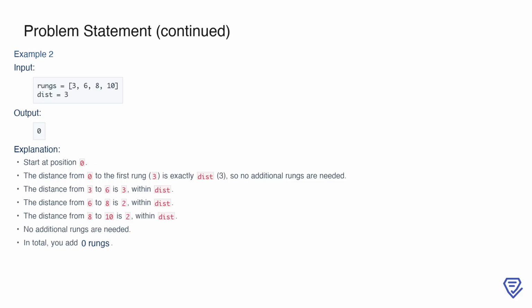In the second example, the input is rungs equals 3, 6, 8, 10, and dist equals 3. Starting at position 0, the distance to the first rung at position 3 is exactly equal to dist, so no rungs are needed. Next, the distance between 3 and 6 is 3, which is also within the allowable range. Similarly, the distance from 6 to 8 is 2, and from 8 to 10 is also 2. Since all the gaps between consecutive rungs are less than or equal to dist, you don't need to add any new rungs. Therefore, the output is 0.